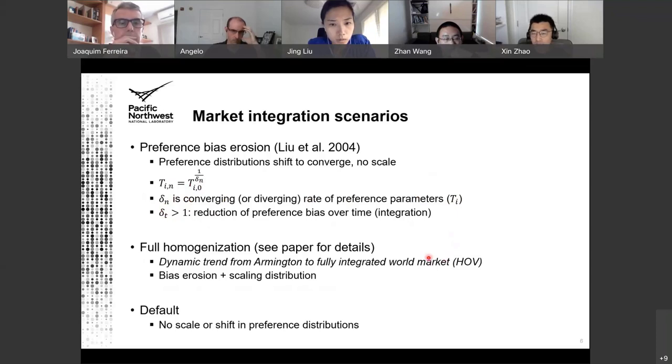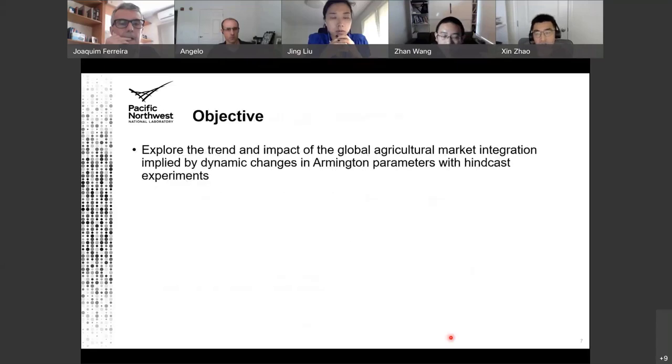And on the other hand, we also tested another market integration scenario, which we developed and called full homogenization. This was actually the starting point of this paper, where we started to create a dynamic reconciliation between this Armington approach and the fully integrated world market. But I'm not going to discuss this scenario here. You can see more details in the paper. From our results, only testing bias erosion is a lot better than this full homogenization scenario, because a trend towards a fully integrated market is not necessarily realistic. So there are more explanations. And the reference scenario is just no changes in those preference parameters. So we are going to compare those in this study.